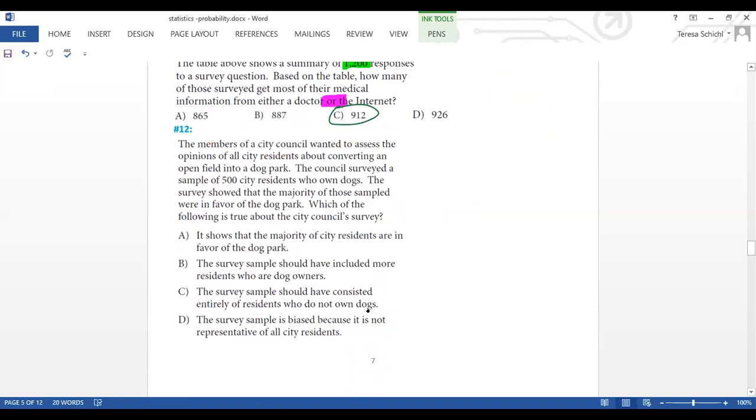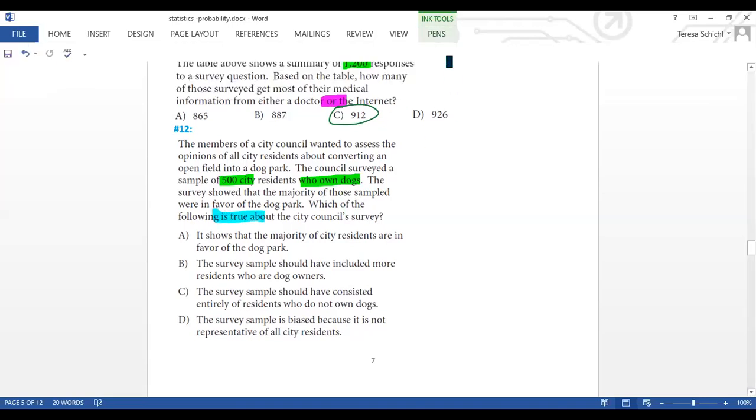Okay, so number 12 here. A member of a city council wanted to assess the opinion of the city residents about converting an open field into a dog park. So the council surveyed a sample of 50 city residents who own dogs. The survey shows that the majority of those in the sample are in favor of the dog park. Which of the following is true about the city councilor's survey?